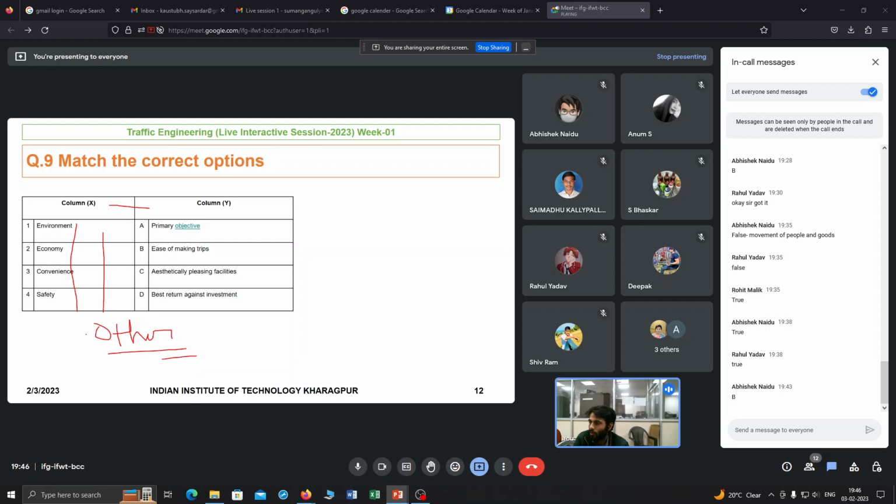So now tell me how this links to this, how environment, what is the correct option among this A, B, C, D, how economy relates to this, how convenience relates to this, how safety is relating to this. So one option you can already get, that 4 will be directly connected to A, because I already told that safety is the primary objective of a traffic engineer, right? So 4 is obviously A. What about the remaining?